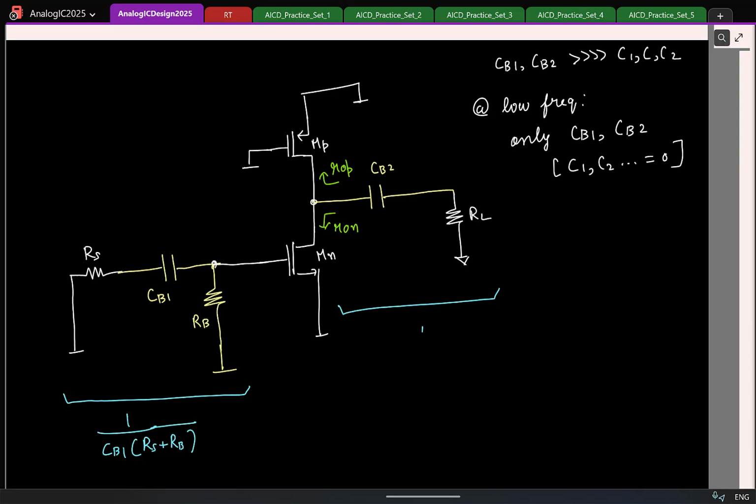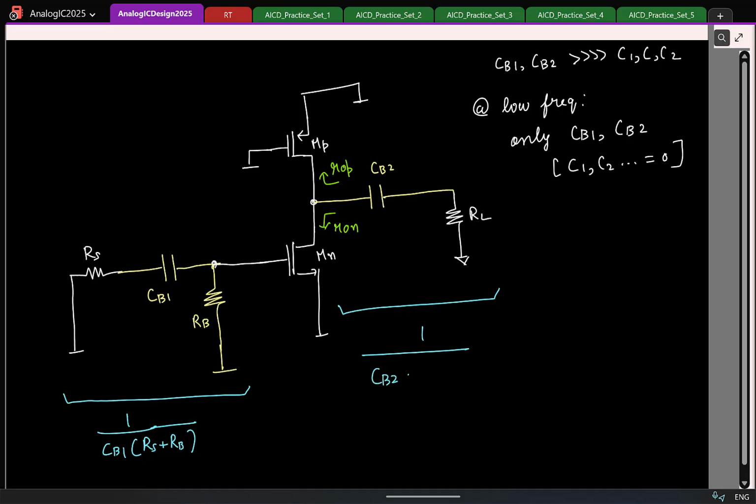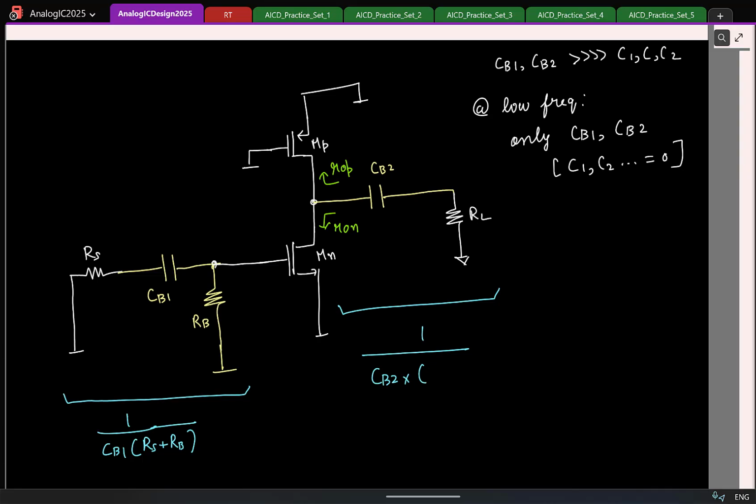Okay, let's write the pole directly. It's going to be the capacitance CB2 times the resistance it sees. How much is that? Okay, let's write R0P parallel R0N plus. This is clear to everyone? Basically, this is connected. This is also small signal ground, and here also we have the effective resistance to small signal ground. So those two will be in series.